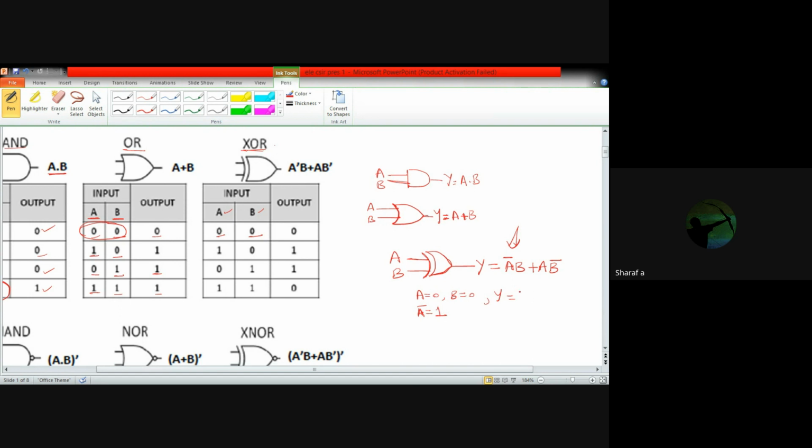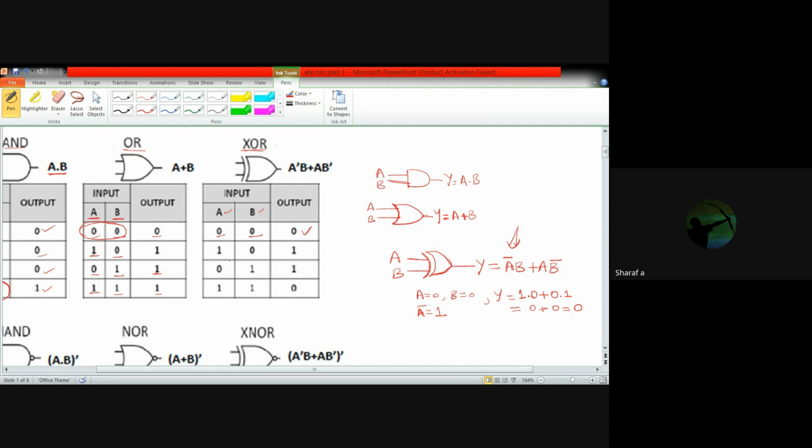Then you will get 1 into B. This is A bar B, meaning A bar dot B. So A bar B is 1 dot B, and B is 0, so this is 0. Plus the second one, A dot B bar. A is 0, and B is 0, so B bar will be 1. In that case, you will get 1 into 0, that is 0, plus 0 into 1, that is also 0. Then you will get 0. So your output Y will be 0.